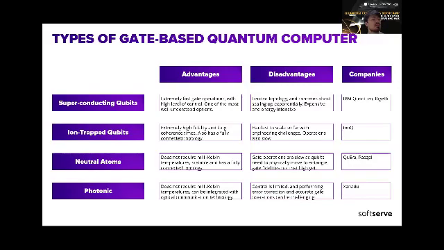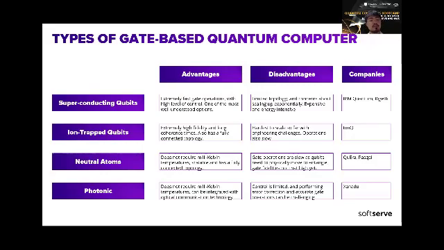The companies that are working in superconducting qubits, one of the most famous ones and very big in the field, is IBM Quantum. Another one that is available on AWS Braket is Rigetti. They all work with superconducting qubits.